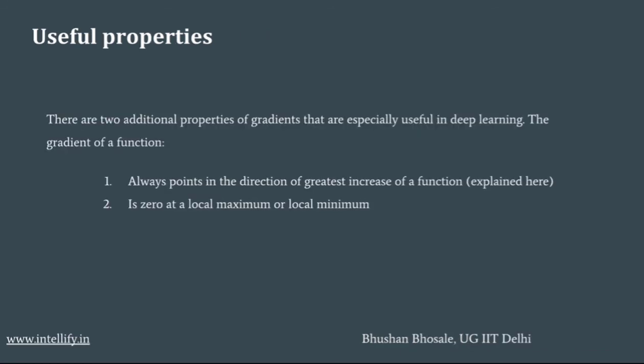Now the useful properties. There are two additional properties of gradients that are especially useful in deep learning. The gradient of a function always points in the direction of greatest increase of a function, and the gradient of a function is 0 at a local maximum or local minimum. For example, assume a parabolic curve. A parabolic curve has just one optimum, so the local and global optimum are the same. In this case, the slope at this point would be a horizontal line. The horizontal line slope is 0.